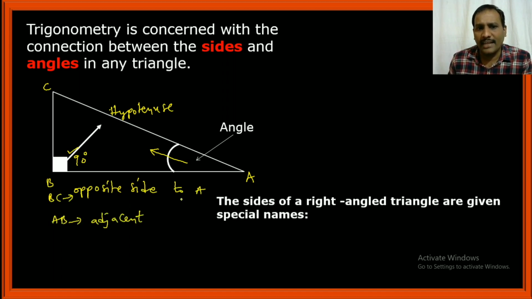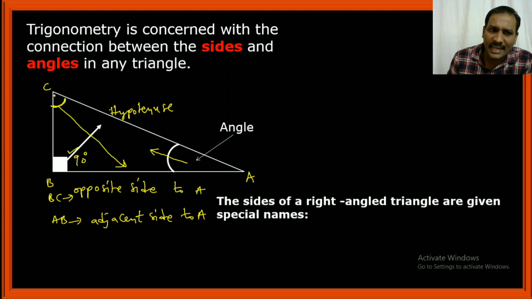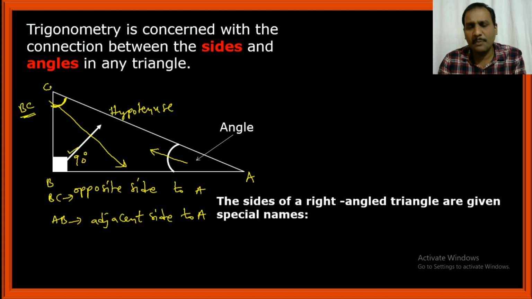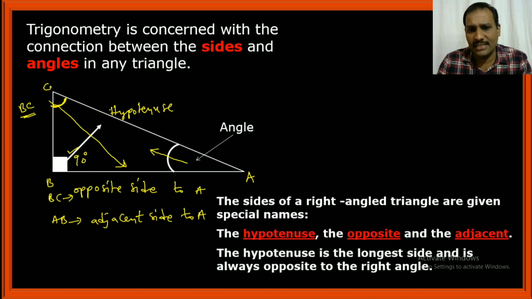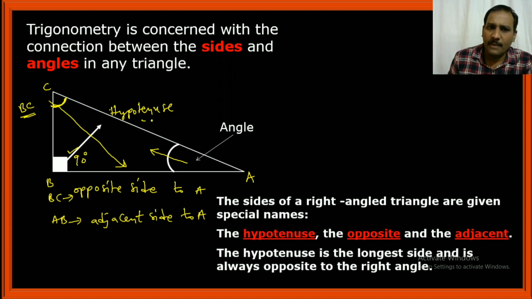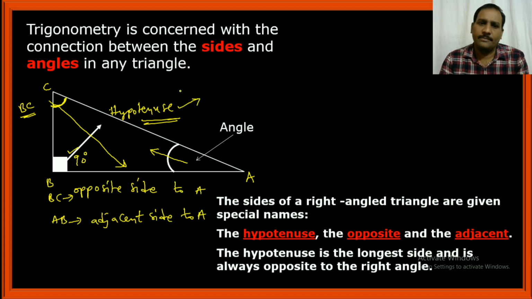With respect to the angle, the adjacent side and the opposite side may change. Now if you consider the angle C, what is the opposite side to C? That is AB. And what is the adjacent side to angle C? That is BC. So with respect to angle A and angle C, the opposite and adjacent sides will change. And the hypotenuse is the longest side in the right angled triangle.